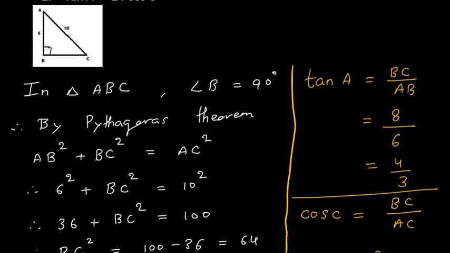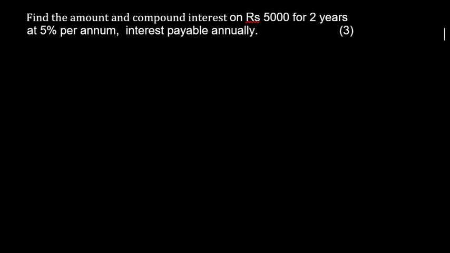Simple question. Okay. Now let us move to the next question. Find the amount and the compound interest on rupees 5,000 for 2 years at 5% per annum, interest payable annually. So here P is given, P is rupees 5,000. Time is given, that is n, the number of years, 2 years, and rate R is 5% per annum. We have to find the amount and the compound interest.